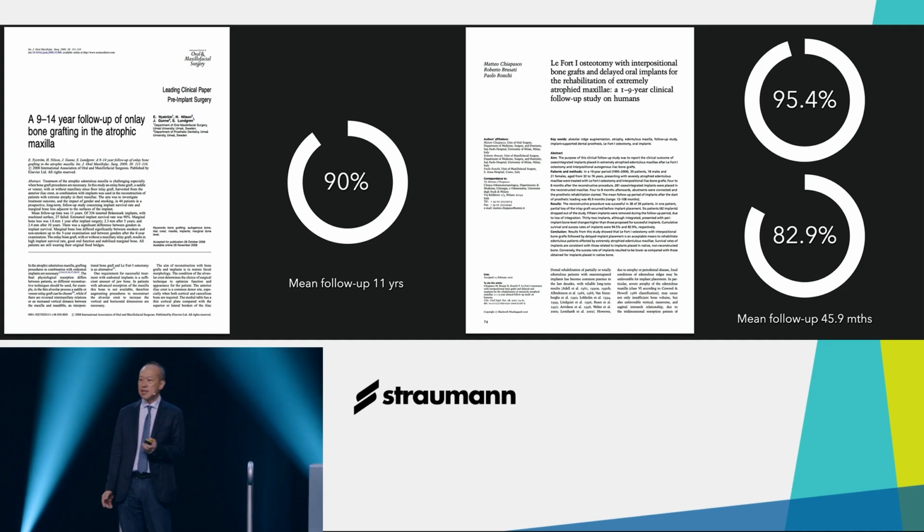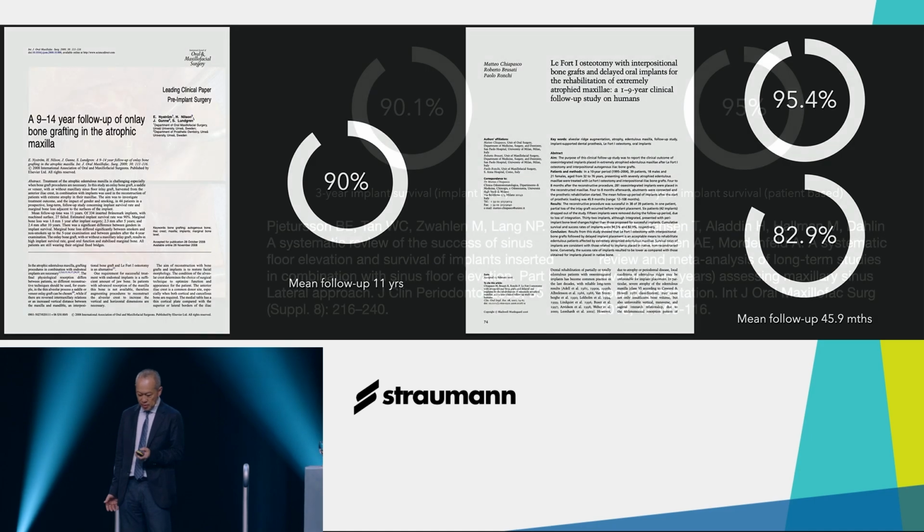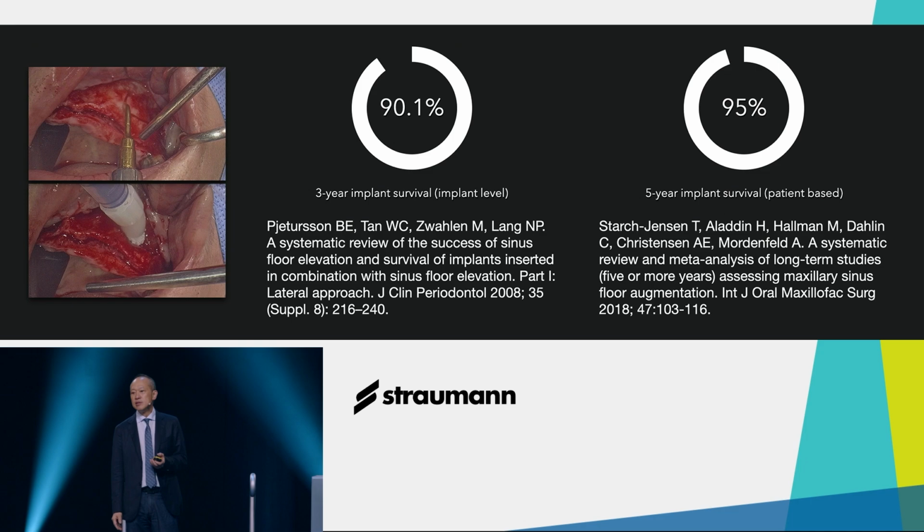Here are two long-term studies on onlay grafting and interpositional graft, and you can see these two techniques are considered predictable after a long-term period with function. Sinus lift is the most common procedure of grafting in the posterior maxilla. Again, you can see from these two studies by Pettersson and also Starch-Jensen and their co-workers, sinus lift is very predictable when it comes to implant survival in the augmented site.